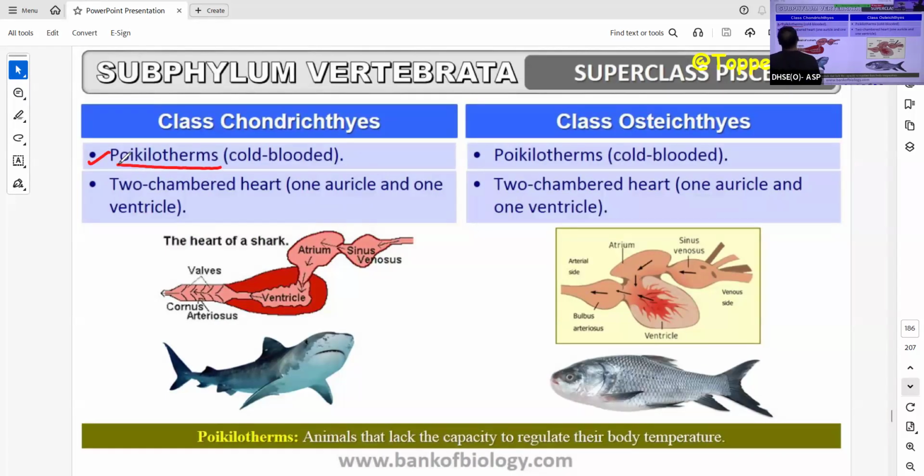They have a two-chambered heart and single circulation. ठीक है? We have already studied this in the circulation of body fluids. तो उसमें आपने देखा already कि you'll have the single auricle, single ventricle, ठीक है, conus arteriosus, truncus arteriosus, etc. ठीक है? Fine. Okay. Now this is the superclass Pisces.